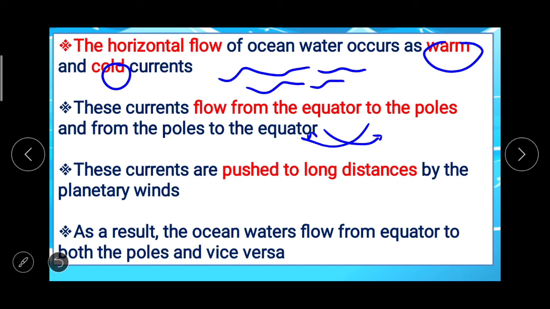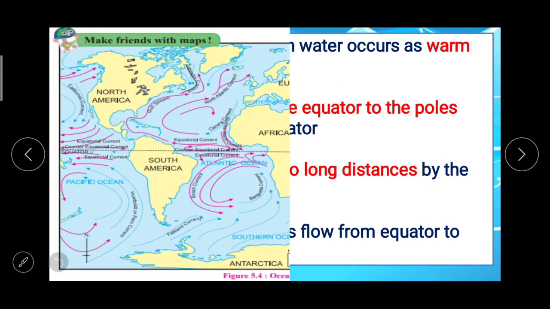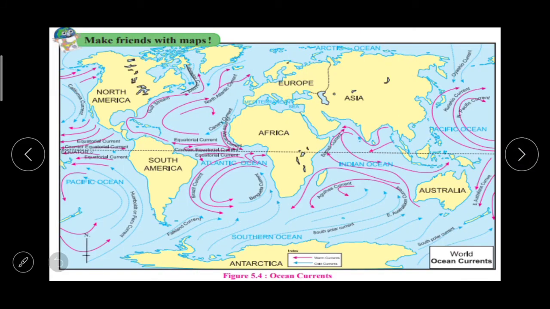These currents are pushed to long distances by the planetary winds. हवा की वजह से क्या होता है, वो ज़्यादा दूरी तक पुश होते हैं. As a result, the ocean waters flow from equator to both the poles and vice versa. यहाँ से वहाँ तक, वहाँ से फिर यहाँ तक. And to understand this, figure 5.4 is given.